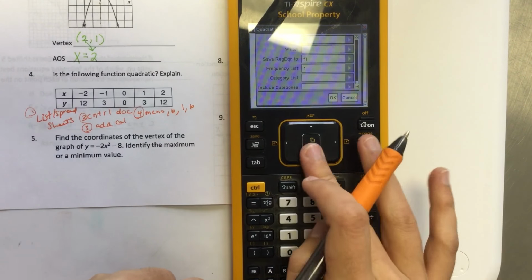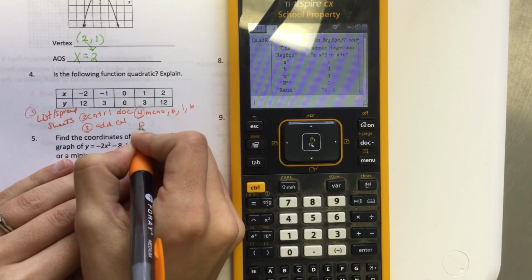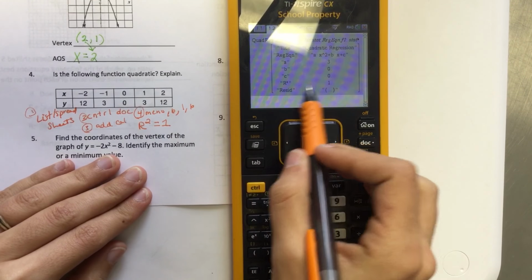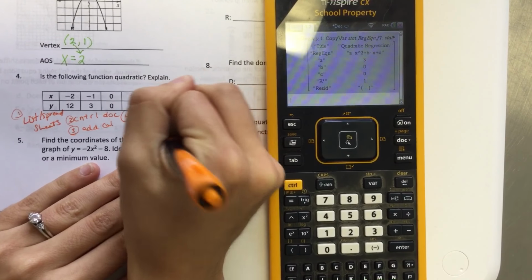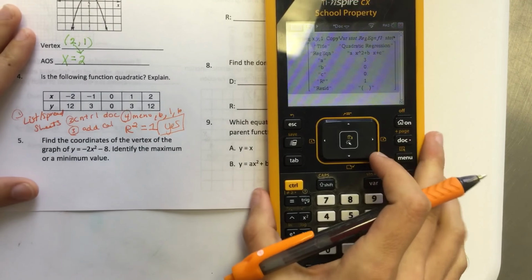Then you put x in there and y in there, enter twice, and you're looking for r squared. It should equal 1, and in this case it does. R squared equals 1, so the answer is yes. R squared equals anything else other than 1, the answer is no.